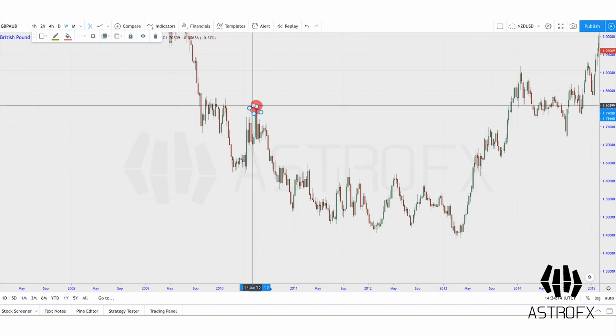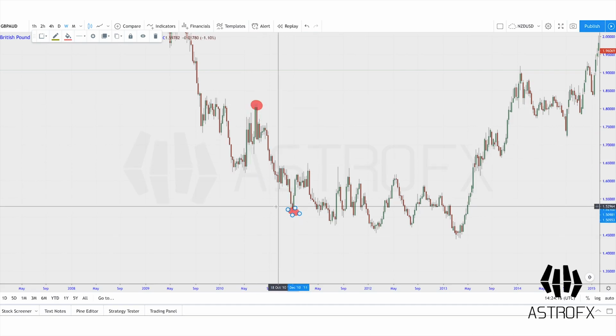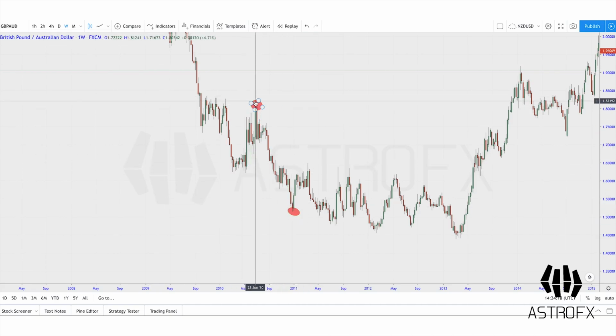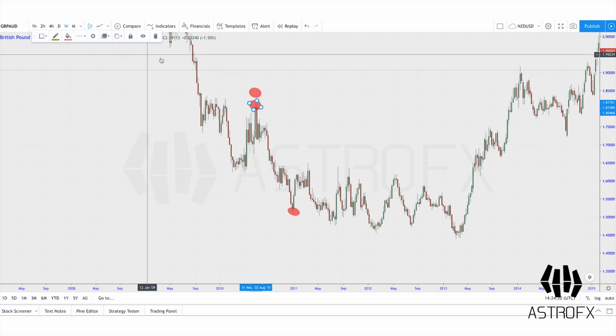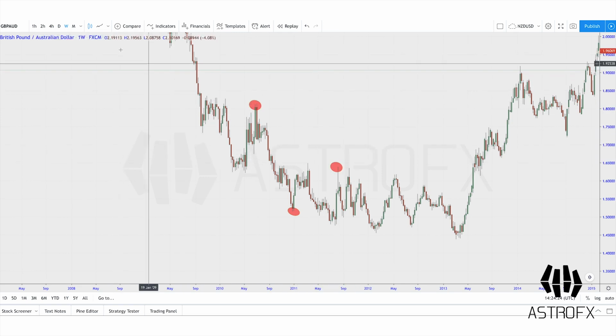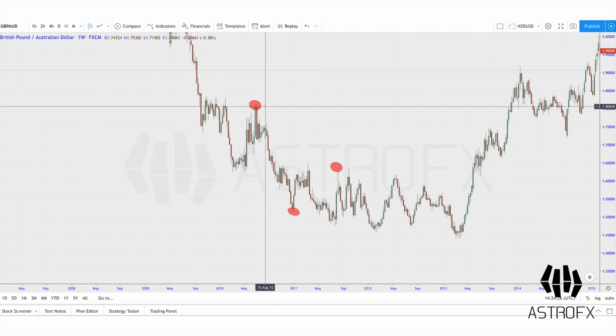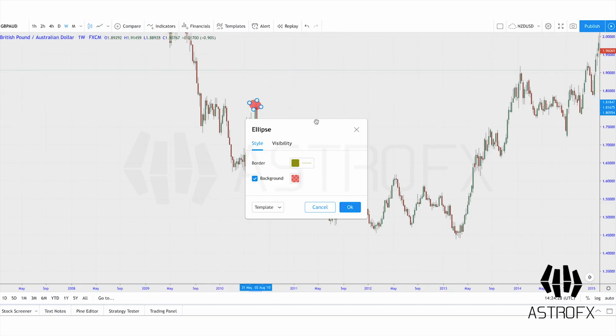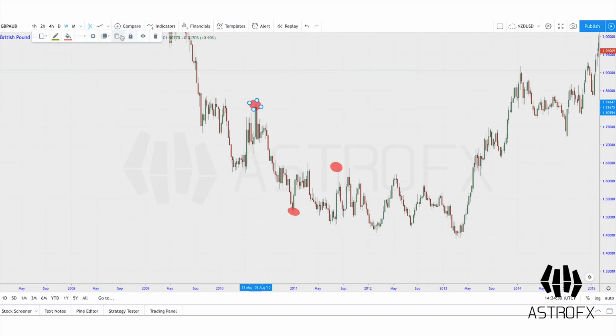So that could be your first lower high. Let's just do a lower low there. And then the price came back up, and there is a new lower high. And then the price would have made a new lower low again. And that is how we determine a downtrend.